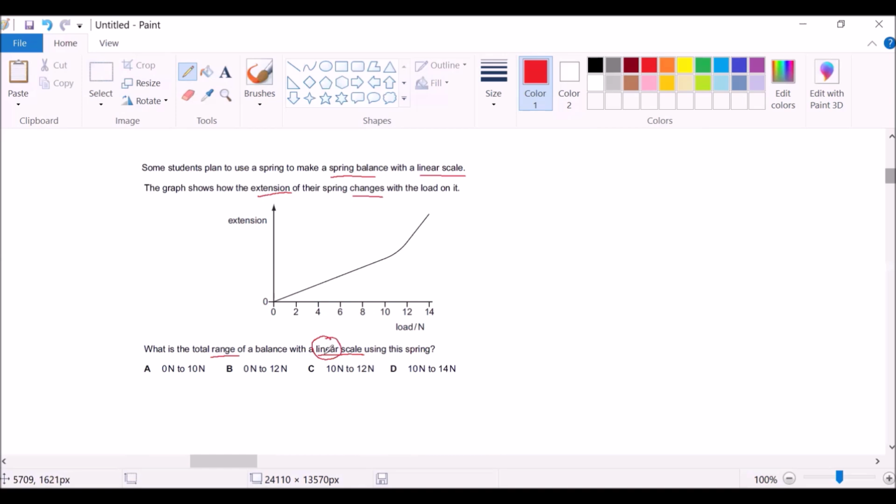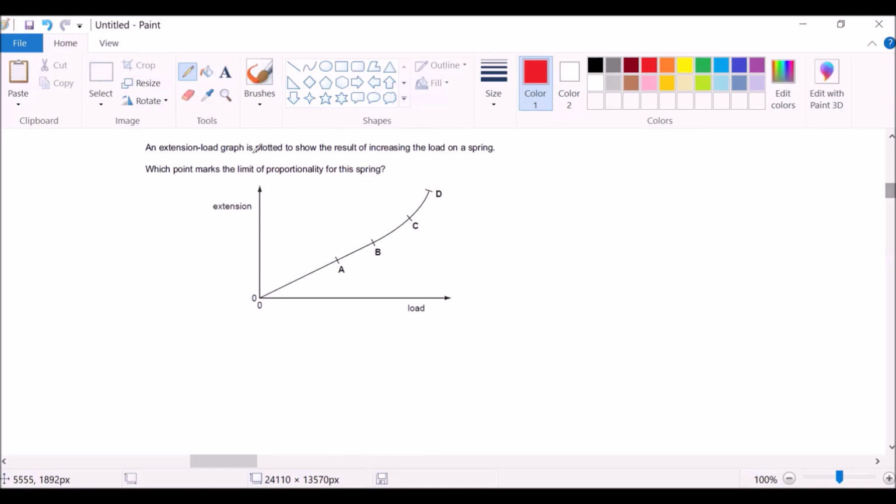So the key word here is linear, which means straight line using this spring. So where is it linear? Take our ruler and see where it's losing its linearity. It's at this point where the limit of proportion has been reached. What is the corresponding load? It's 10. So from 0 to 10, it's a straight line. If we want to make a linear scale or a straight line scale, it should be from 0 to 10. So A is our answer.